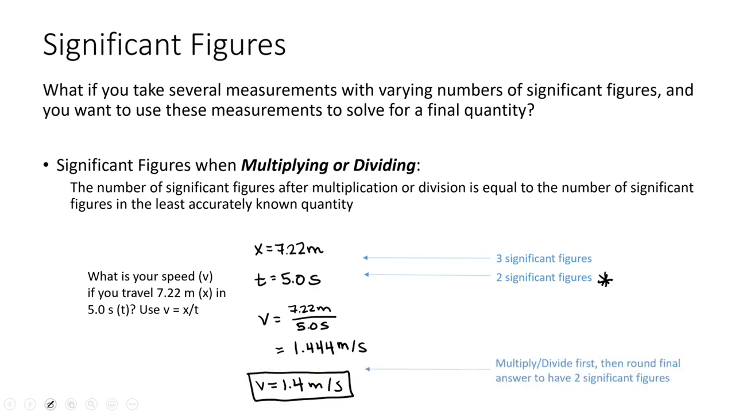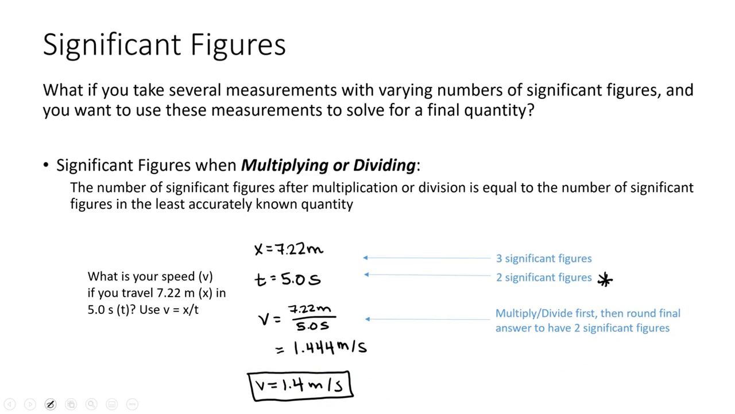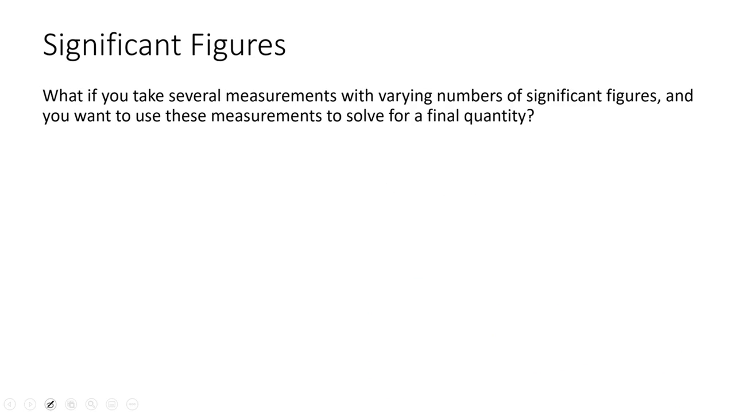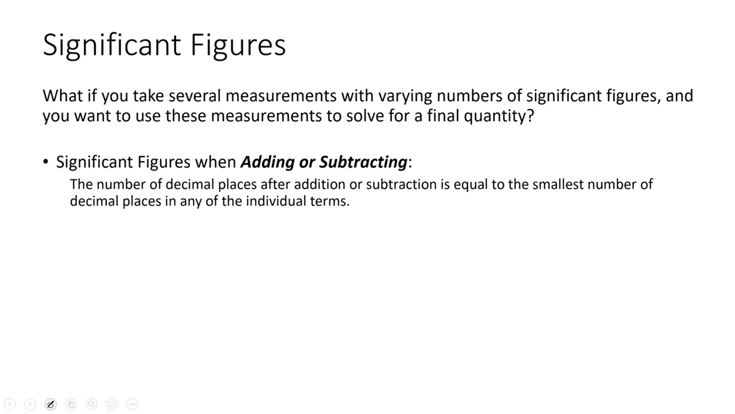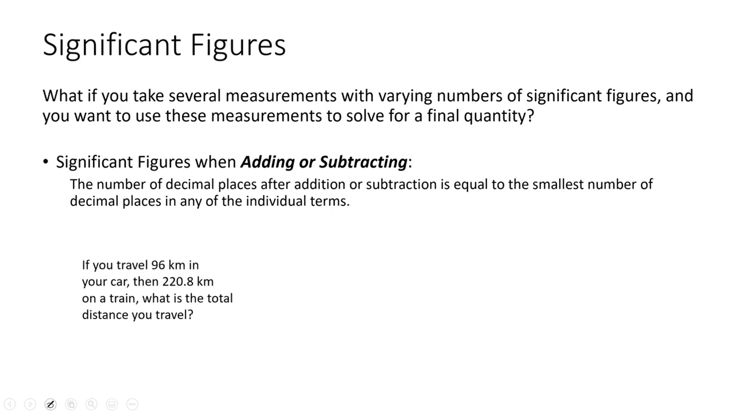Okay, so I needed to round to my 2 sig figs. Next, what happens if we're adding and subtracting? Well, the rule is a little bit different, and actually instead of looking at sig figs, you look at decimal places. So when you add or subtract, you need to keep the same number of decimal places in your answer as the number in your sum that has the lowest number of decimal places. So let's look at an example of this as well.